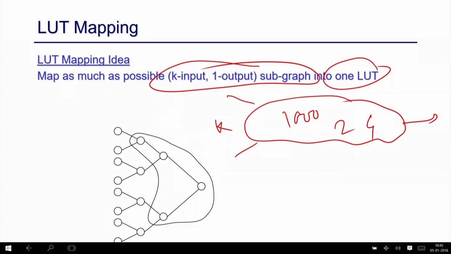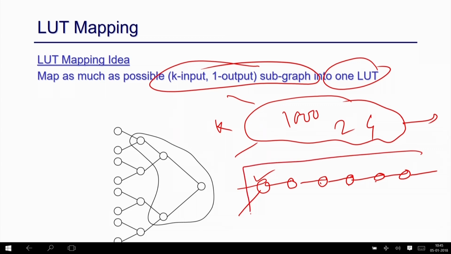Also, an important point here is that, suppose there is a structure like this, okay. The combinational delay was a delay of 1, 2, 3, 4, 5, 6 gate delays, right. But if you map this whole structure into a 2-input LUT, the delay of that particular thing becomes the delay of 1 LUT, because finally when you execute this on an FPGA, it is just 1 LUT. So it is very important to identify the maximum structure which can be mapped to a single LUT. This is something we have to do.